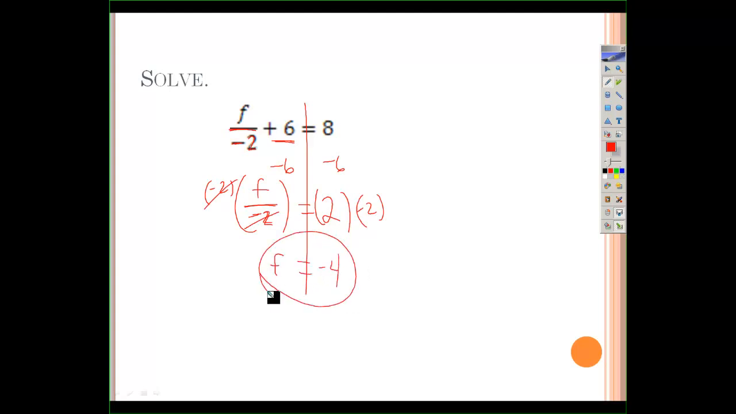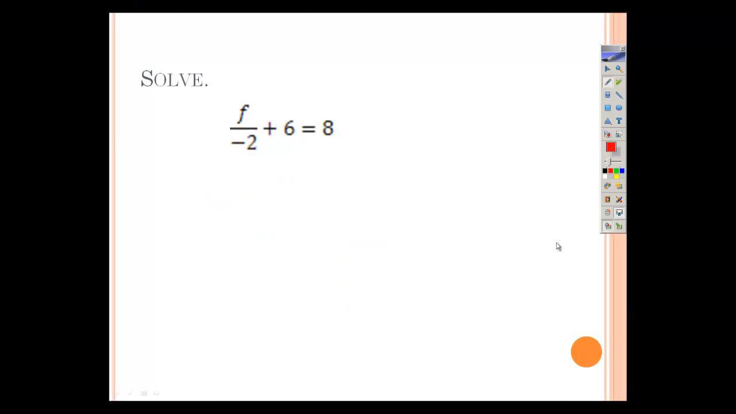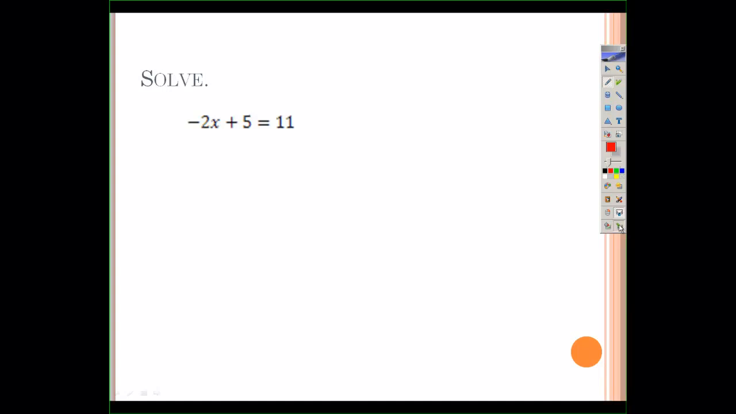Like I said, we're just adding one more step to the equation today. Always add or subtract first, then divide or multiply. So let's look at this one here. We have x multiplied by -2, and we have it plus 5. Add or subtraction comes first, so I need to get rid of that positive 5. The opposite of addition is subtraction, so I'm going to subtract 5 from both sides. -2x equals 6.